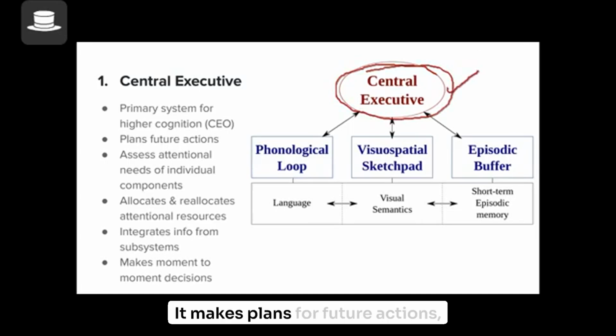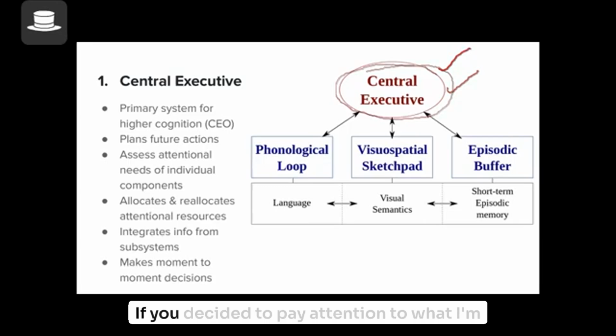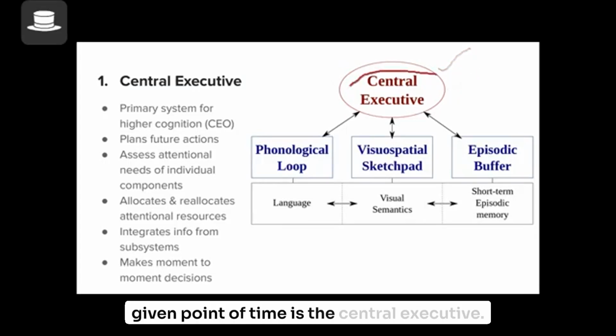It makes plans for future actions. It makes decisions, takes moment to moment decisions. If you decided to pay attention to what I'm saying or decided to get distracted, whoever is making the decision of what to do at any given point of time is the central executive.